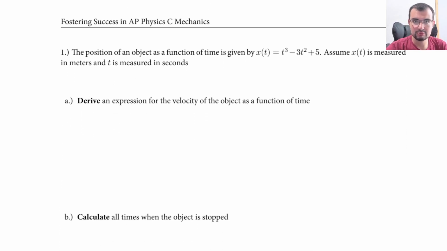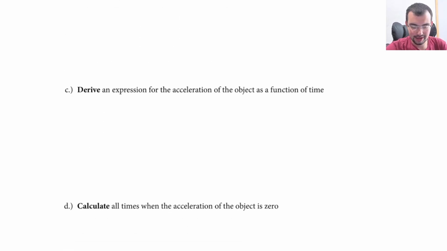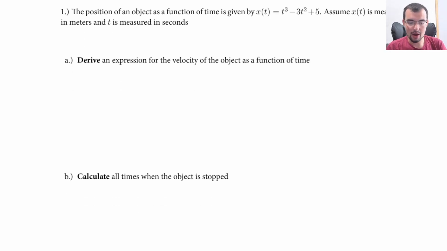So we'll start just with the classic. You're given a position function, and we are going to be asked a bunch of things. So the position in meters as a function of time t in seconds is given by this cubic polynomial. And we're going to want the velocity, the stopped times, the acceleration, and the zero acceleration times. So our fundamental relationship here is that since this is in 1D, we can just say the velocity is the rate of change of the position x with respect to t.